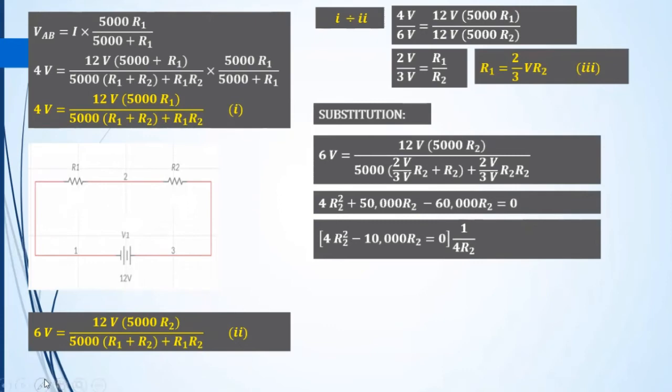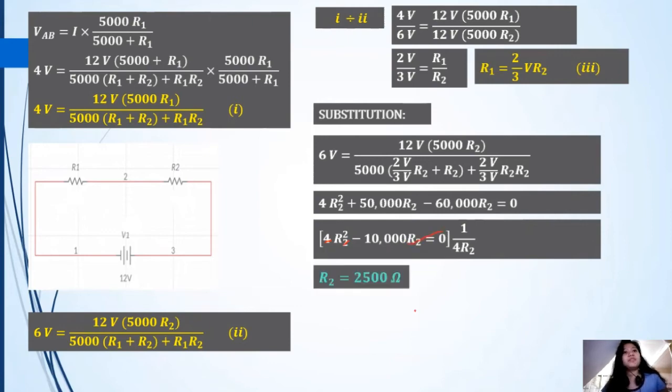So we have here 4R2 squared divided by 4R2. We still have the R2, minus 10,000 R2 divided by 4R2. So cancel the R2. We have here 2,500. So our R2 is 2,500 ohms. That is the value for our R2.